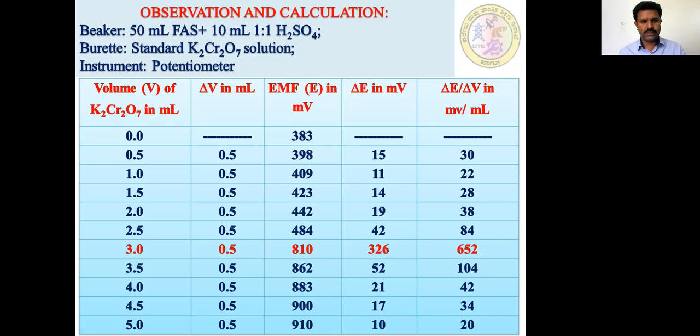So the question is, why did we observe a gradual increase up to 2.5 ml addition of potassium dichromate solution, a sudden increase in EMF at 3 ml addition, and afterwards again a gradual increase. I will explain that by using the Nernst equation.